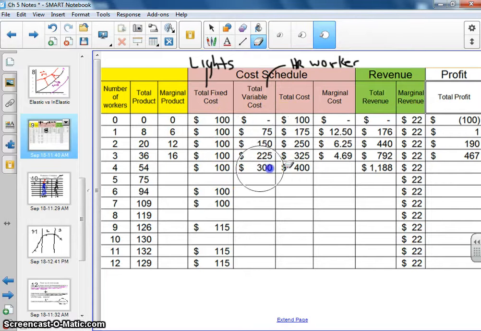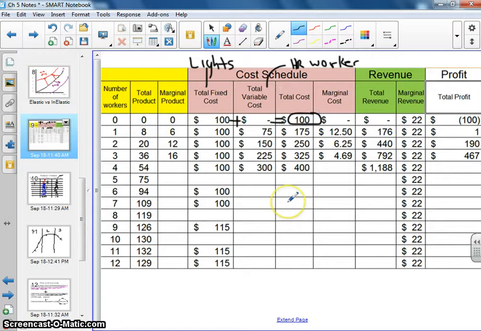If we take our total cost, that is just simply take the fixed cost, add it to the variable cost, and you'll get your total cost. We'll deal with marginal cost at the very end. Fixed plus variable equals total cost.